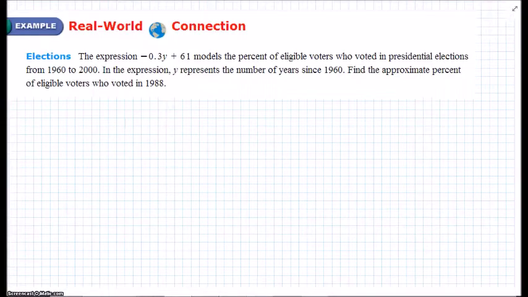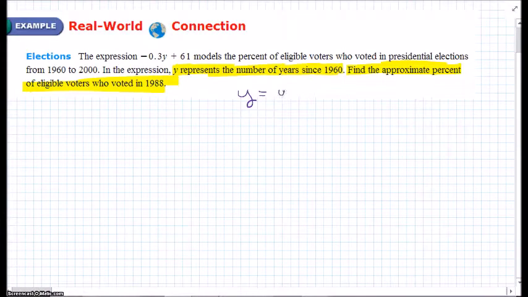The expression negative 0.3y plus 61 models the percent of eligible voters who voted in the presidential elections from 1960 to 2000. The expression, okay, y, represents the number of years since 1960. So it's asking us to find the approximate percent of eligible voters who voted in 1988. So what does y represent? Y represents the years since 1960. Okay, so y, the year we're trying to find out for is 1988.